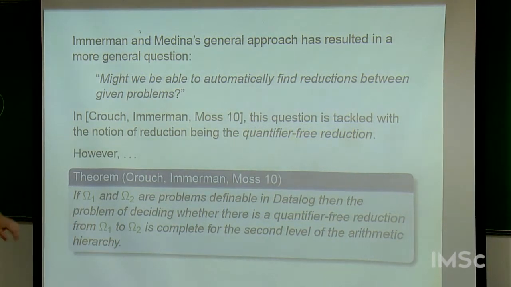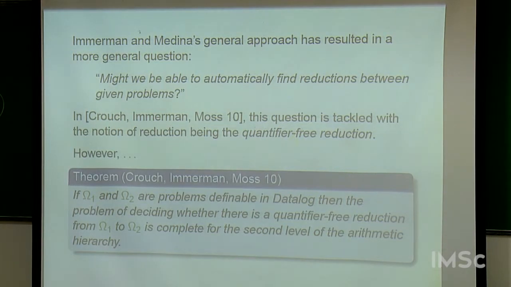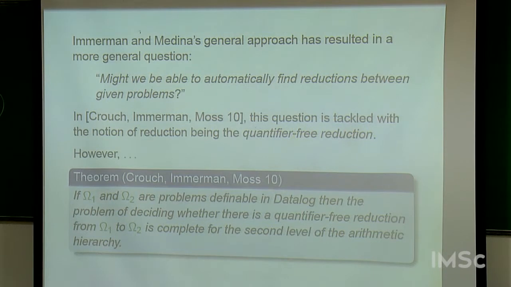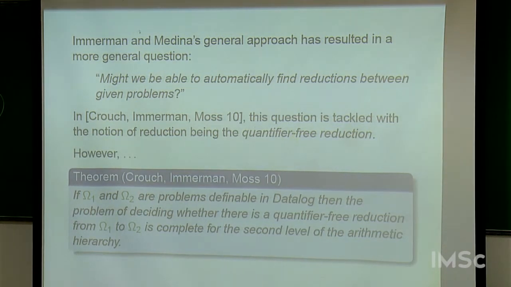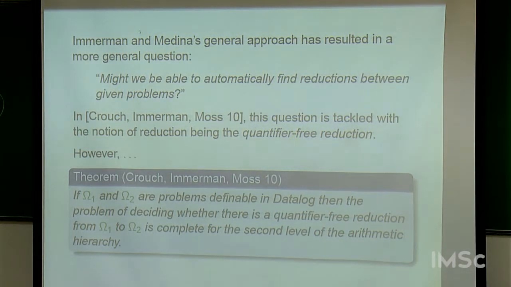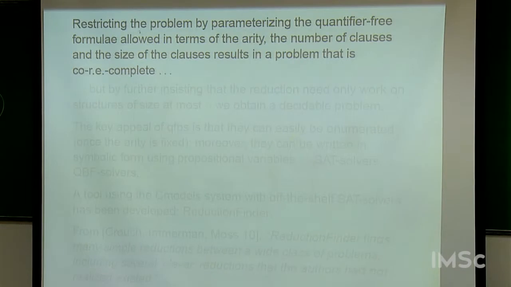But there's a slight difficulty in this. If you have two problems, omega 1 and omega 2, definable in Datalog, then the problem of deciding whether there's a quantifier reduction from one to the other is complete for the second level of the arithmetic hierarchy. It's undecidable. So this is problematic if you're trying to develop a tool that you want to provide good results.